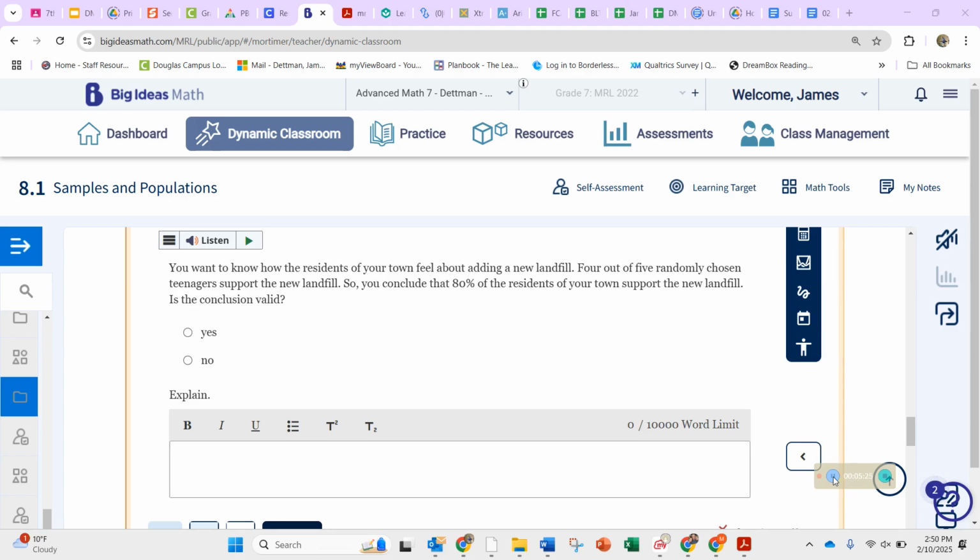Okay, you should have said no. Why? Because it's not enough people. Okay, it's small. It's 4 out of 5 randomly chosen teenagers. Are teenagers homeowners? No, they don't even know everything that's going on. So unfortunately, that would not be a good and valid sample.